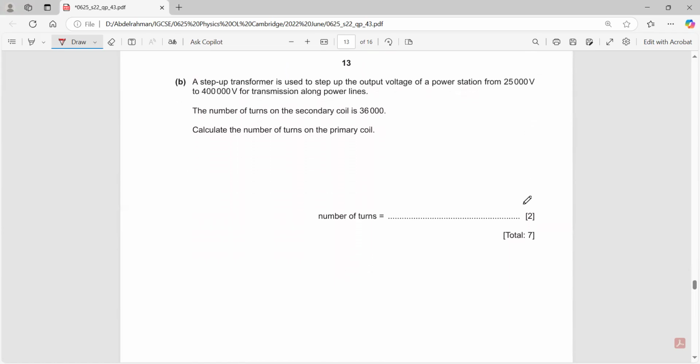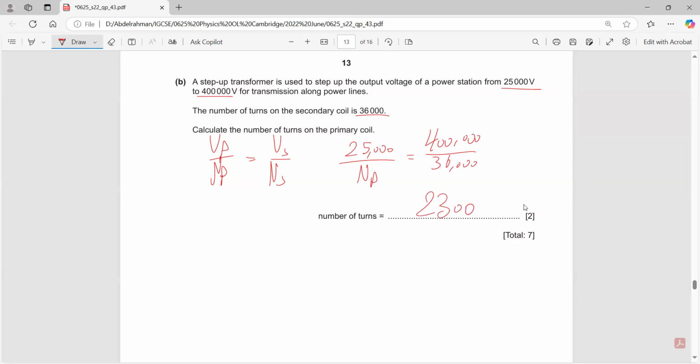A step-up transformer is used to step up the output voltage of a power station from 25,000 to 400,000. The number of coils on the secondary is 36,000. Find the primary coil. Okay, VP over NP equals VS over NS. VP is 25,000. We do not know NP. VS is 400,000 over 36,000. If you cross multiply, it will give you 2,300 turns on the primary coil.